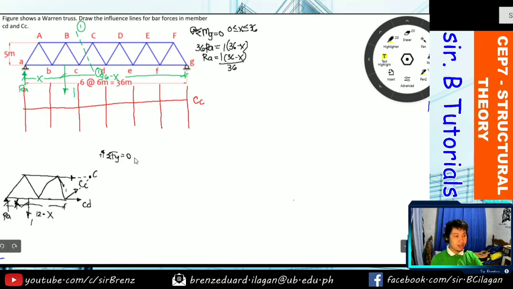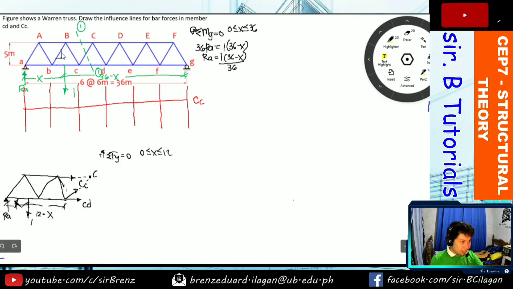So this drawing, this figure is applicable for the limits of 0 hanggang 12 lang, kasi visible pa si 1 unit load. Okay, so CC.